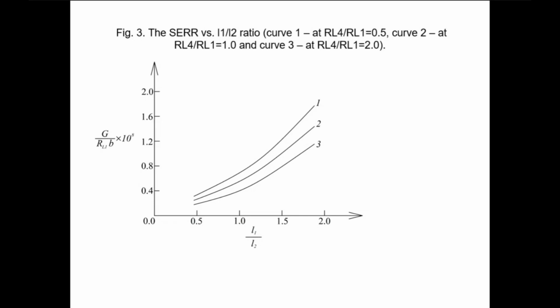The effects of the length of the vertical member of the structure and the variation of the material properties along the length of the structure on the longitudinal fracture are studied first. The length of the vertical member and the variation of material property R are characterized by L1 to L2 and RL4 to RL1 ratios. Figure number 3 gives an idea about the change of the strain energy release rate induced by increase of L1 to L2 ratio at different RL4 to RL1 ratios.